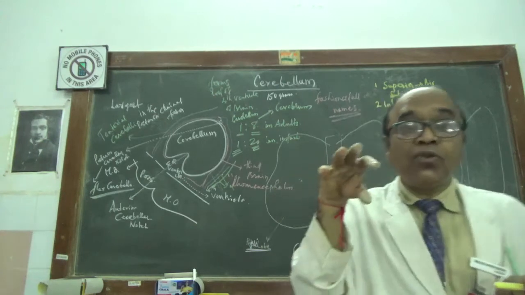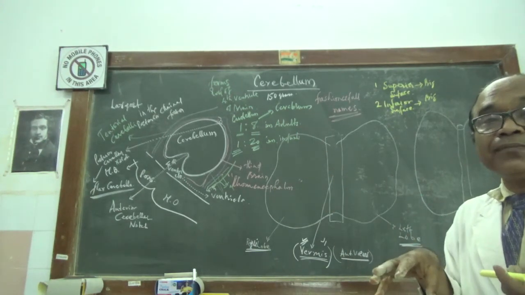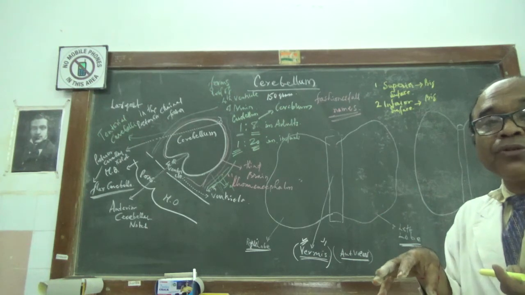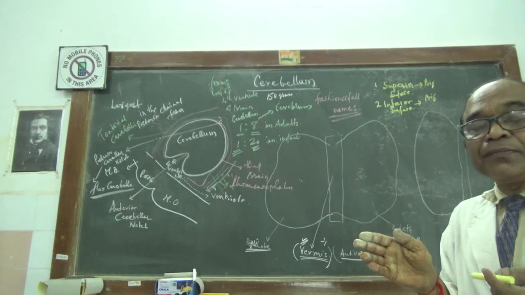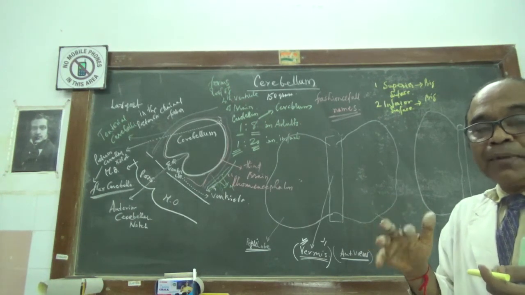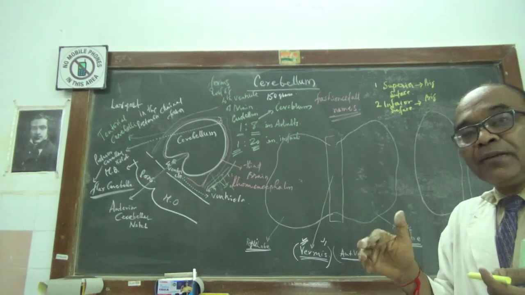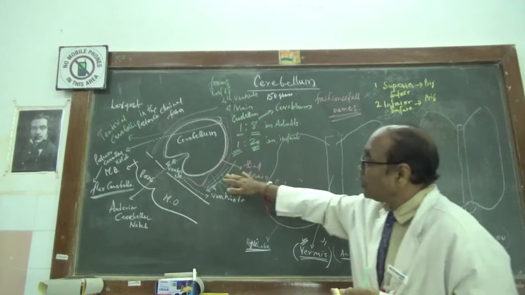It is related to the fossa for the lobes of the cerebellum to lodge, which is present below the groove for the transverse sinus, just behind and above the foramen magnum, which is present in the bone called the occiput. So this is the relation.